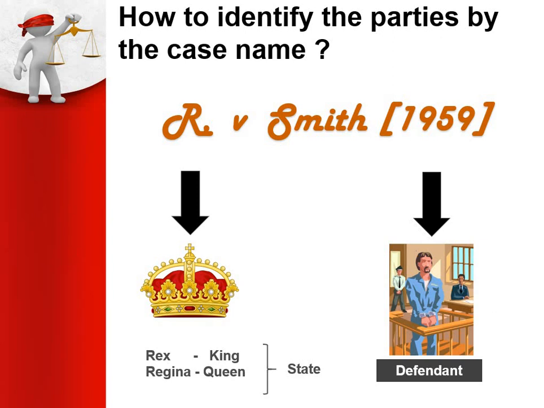Now in this case, for example, the defendant is Smith. So you can see R is a reference to the prosecution. Smith is a reference to the defendant. So R, the state, is taking action against Smith, the defendant. So I'm sure you're clear as to how to identify the parties of a criminal case now. Okay, now we will move on to the ingredients of an offence per se.